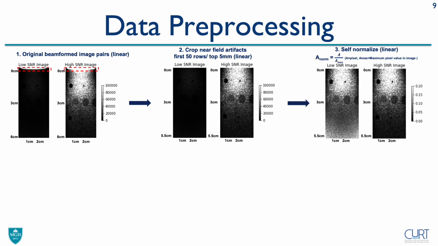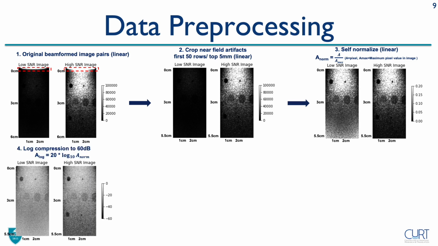Step 3 shows self-normalized images, where each pixel of the image was divided by the maximum pixel value of the image. And here, you start seeing more of the low voltage features, as well as some noise in the deeper region. On step 4, we perform log compression to a 60 dB range of the images from step 3. This allows us to see the difference in signal-to-noise ratio in the deeper regions, where we do not see the bottom hypoechoic cysts in the low voltage image, but see them in the high voltage image.